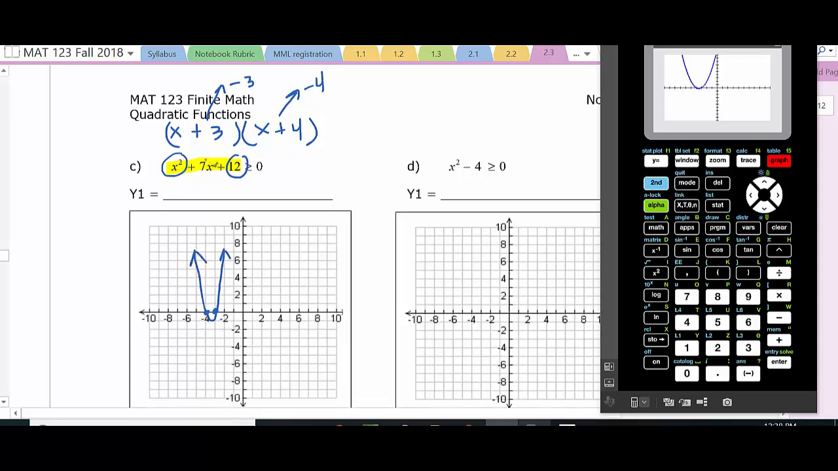Now, let's see if you're beginning to catch on to what's going on here. All right, this is a greater than or equal to 0 problem. So what are you looking for? Above the x-axis or below?